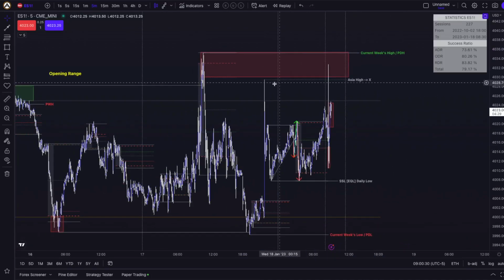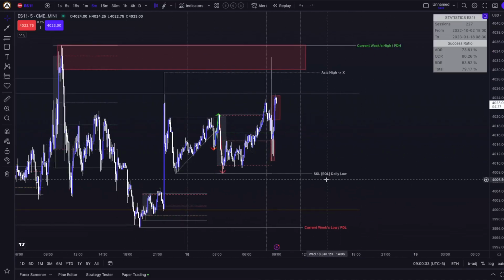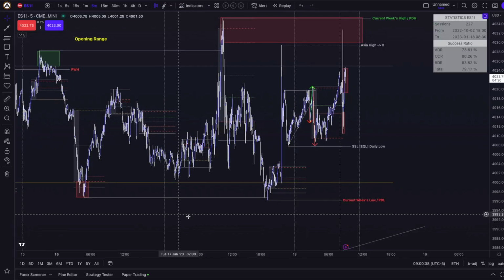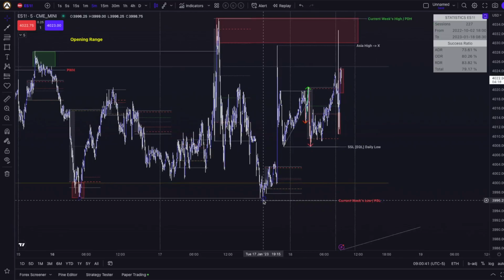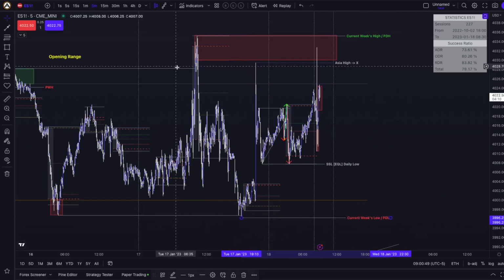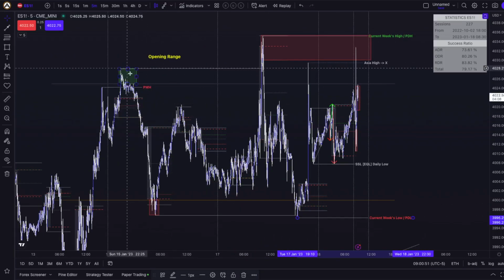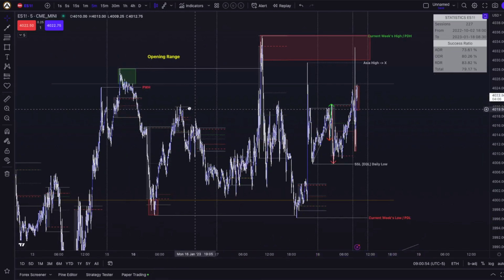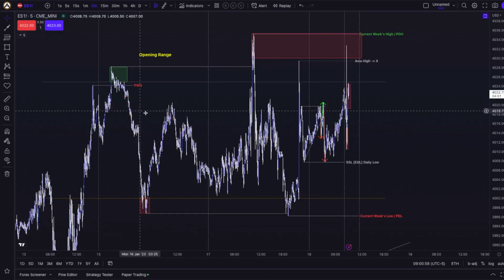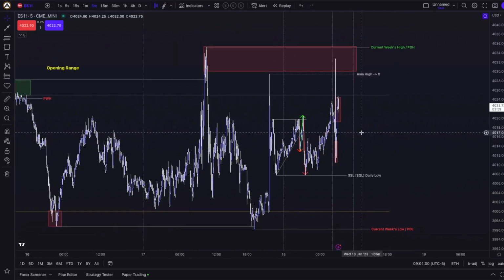We took out our Asia high from yesterday. We still have the sell side liquidity, which is currently our current day's low. And again, sell side liquidity below our previous day's low here from Tuesday, which is also our current week's low. So basically Tuesday formed a new low and a new high for the week after Monday created our opening range. Just looking at the bigger picture perspective. All right.